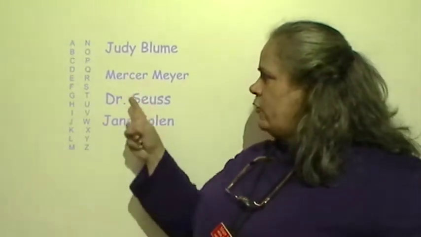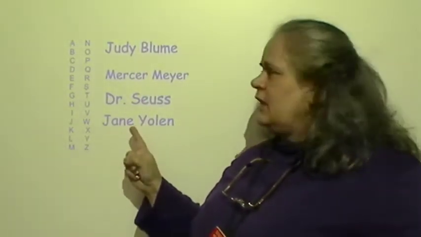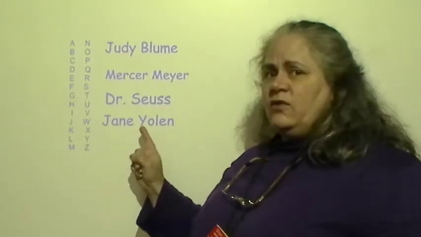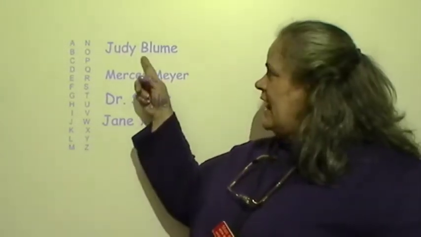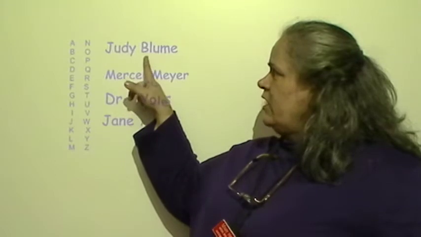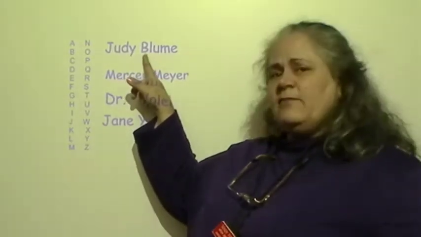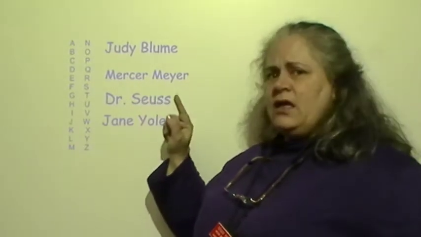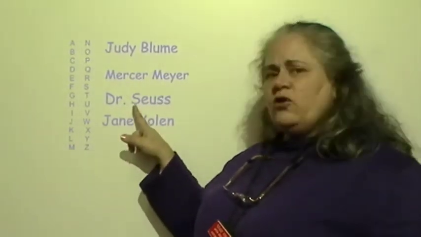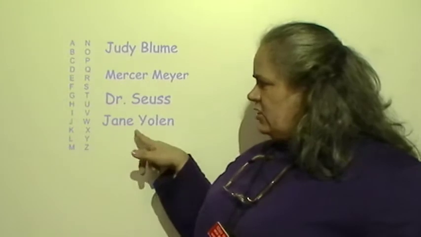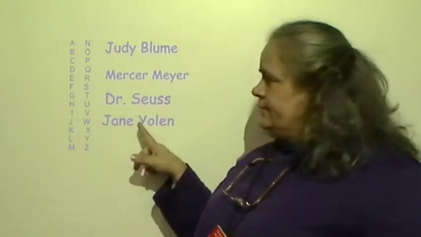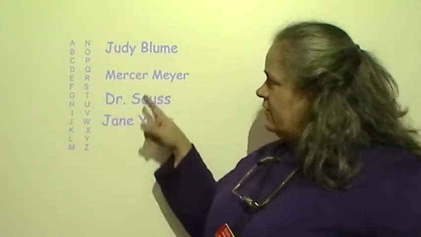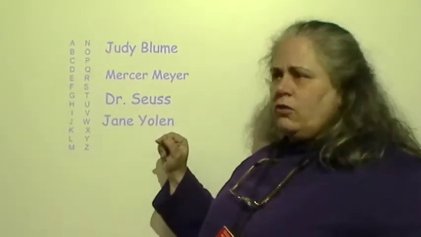We're going to look at these four authors' names. And the part of the name we use is their last name. So here we have Judy Blume's last name starts with a B. Mercer Mayer's starts with an M. Dr. Seuss starts with an S, and Jane Yolen starts with a Y. And as we can see, they're already in alphabetical order.